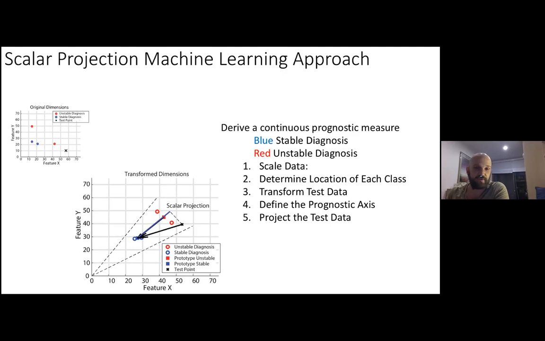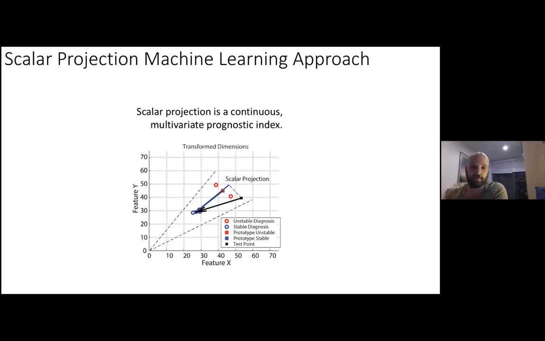Now what we do is we just project our sample point along this vector. And what we get is a scalar number. So this blue line, or the length of this blue line, is effectively how far away our test point is from the healthy individual along the axis that is predictive of change of diagnosis. So now what we've got, because we're using baseline multimodal data, is this projection, a continuous multivariate index, which is going to say how far away someone is from a prototypical location.